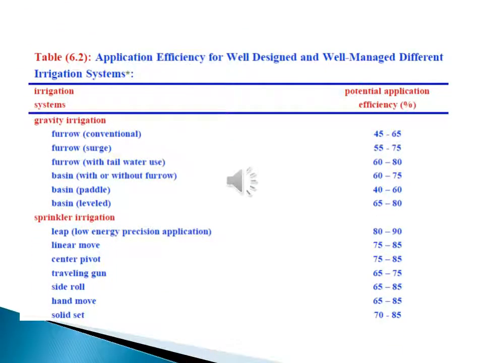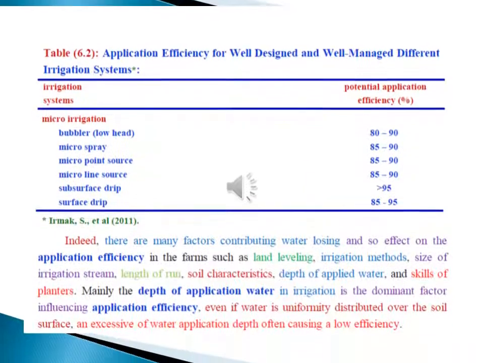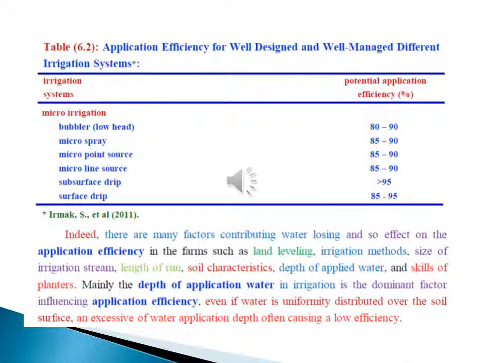Table showing the application efficiency under different irrigation methods. Look, my dear, by yourself under gravity irrigation and sprinkler irrigation methods. The rest of the previous schedule. Look, my dear, at the application efficiency under different systems of micro irrigation methods.